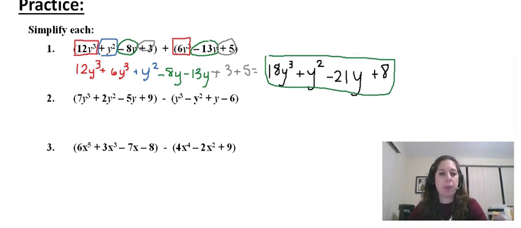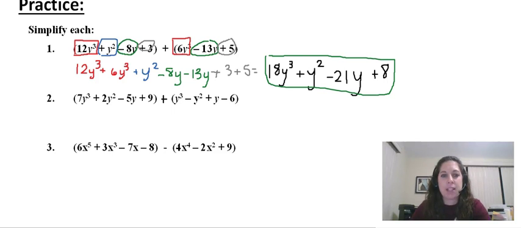7y to the third plus 2y squared minus 5y plus 9 minus the quantity of y to the third minus y squared plus y minus 6. This time, I am going to rewrite because I'm going to use my little trick. I'm going to change that into plus, and when I do that, all of these signs switch. So I'm distributing that negative, or that subtraction, to every single term inside those parentheses.